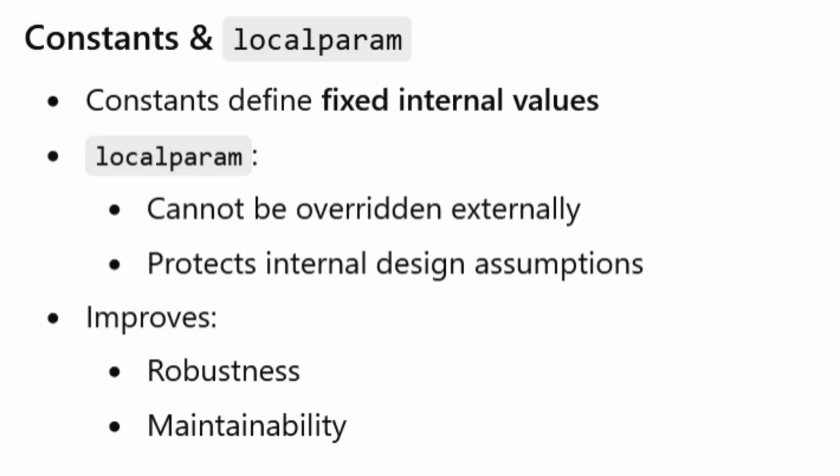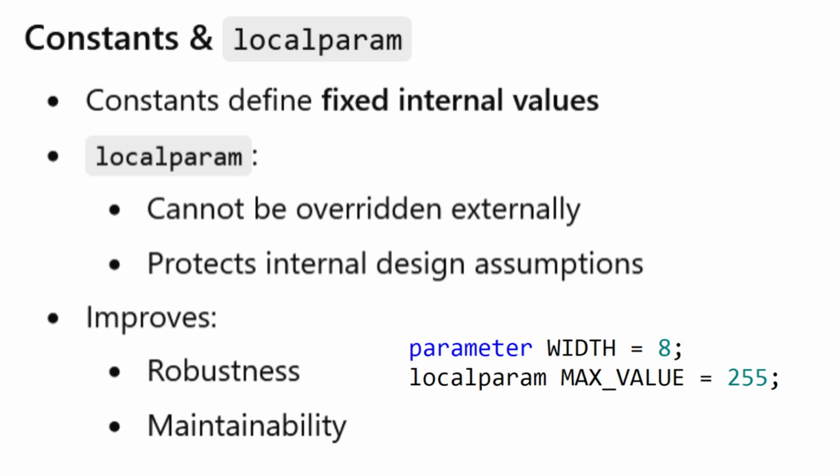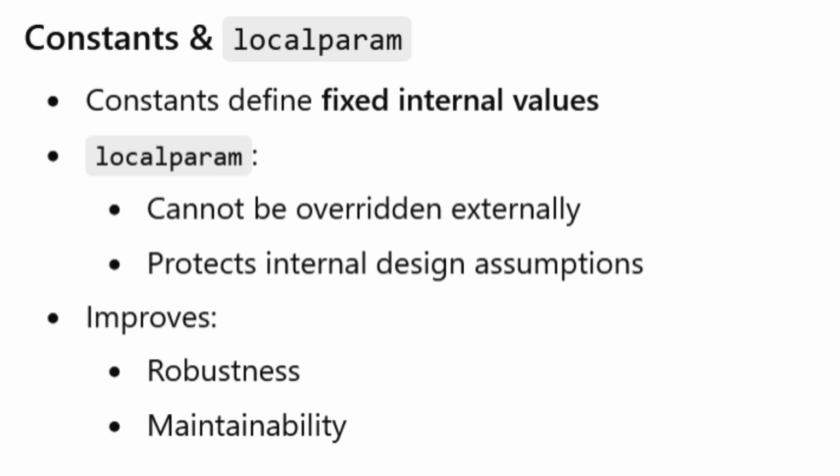Constants and localparam. Constants represent fixed values used within a design. In Verilog, constants are often defined using parameters. Sometimes, we want a constant that cannot be overridden from outside a module. For this purpose, we use a localparam. Local parameters protect internal design assumptions. They improve robustness and prevent accidental misuse.